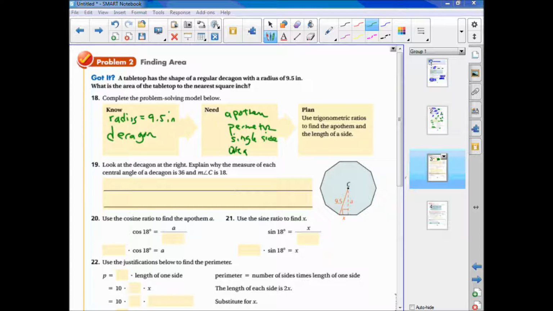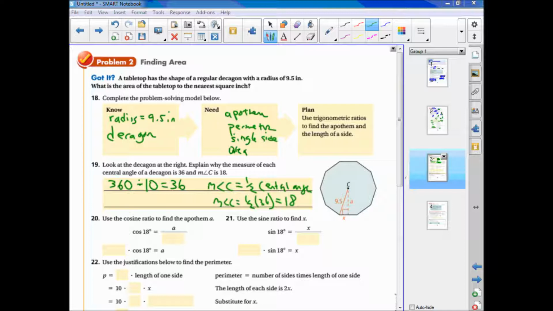All right, so to get the measure of all the central angles, there are a total of 360 degrees in the center. There are 10 sides in a decagon, so that's going to give us 36. All right, but angle C is only 1/2 of a central angle. Okay, and we knew that our central angle was 36, so half of 36 is going to give us 18. All right, use the cosine ratio to find the apothem A.